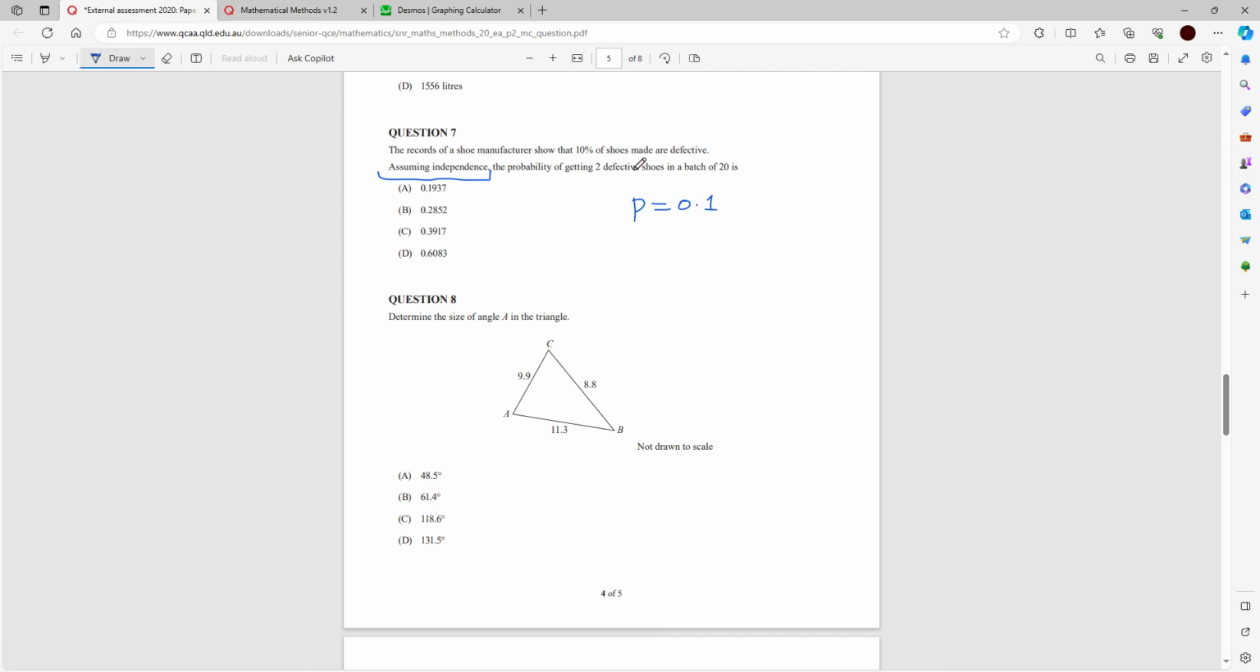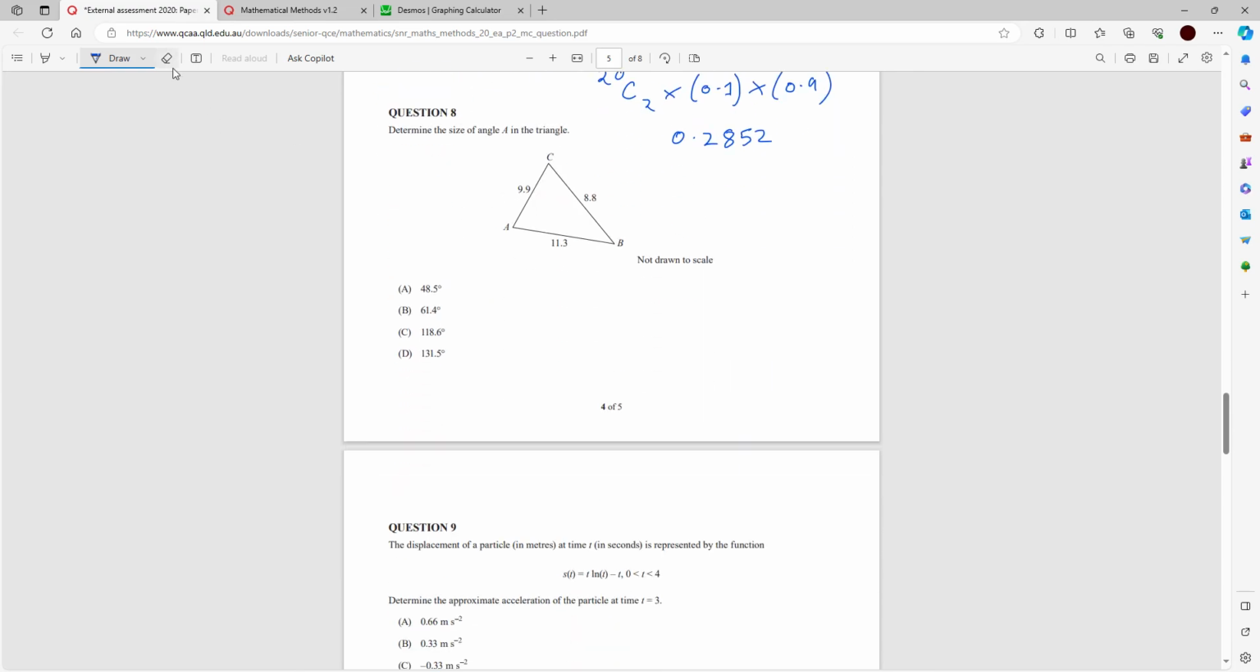Okay, because it's 10%. And now you're asked about getting 2 defective shoes in a batch of 20. So that is 20 choose 2 times 0.1 to the 2 times 0.9 to the 20 minus 2. Okay, so binomial. So what you would do is plug this into your calculator and you should get roughly 0.2852, which is B. Okay, so that's how you would answer question 7.